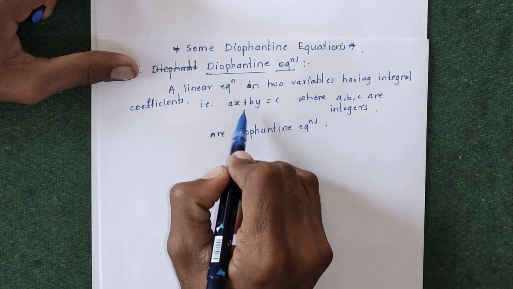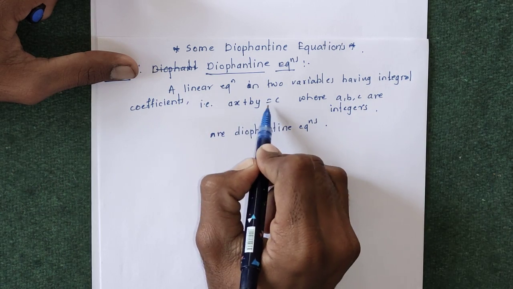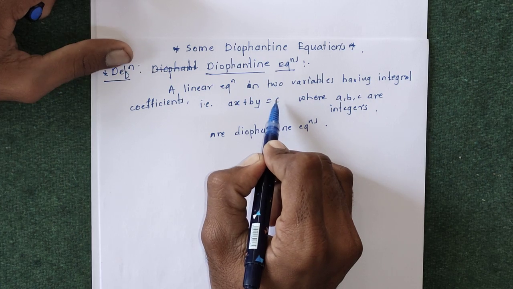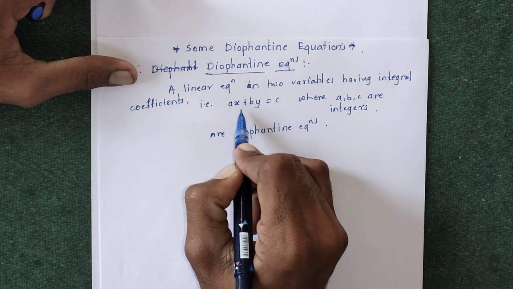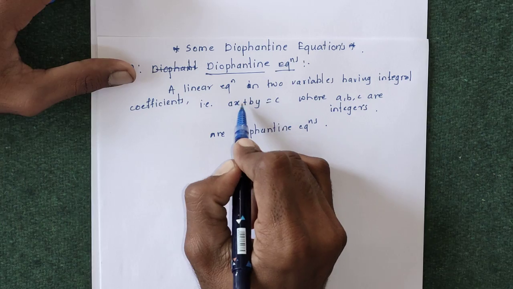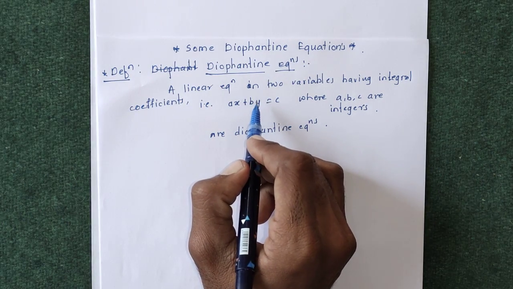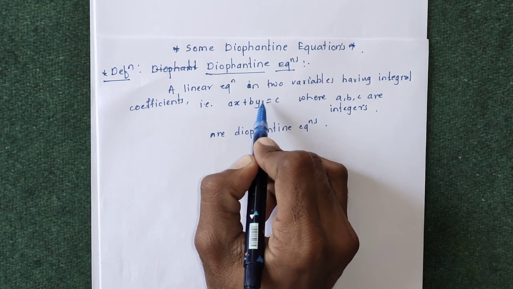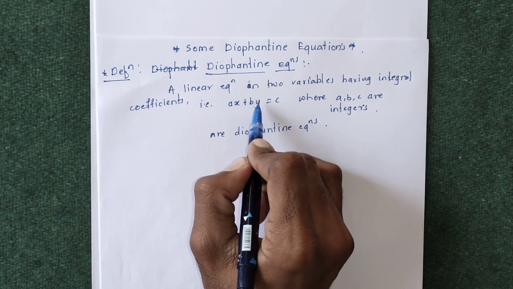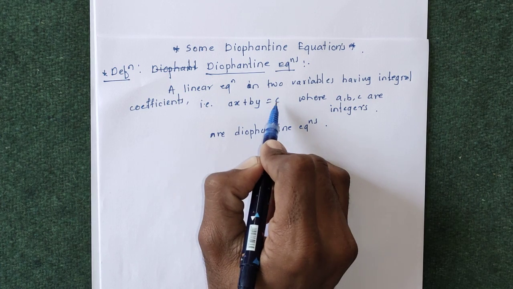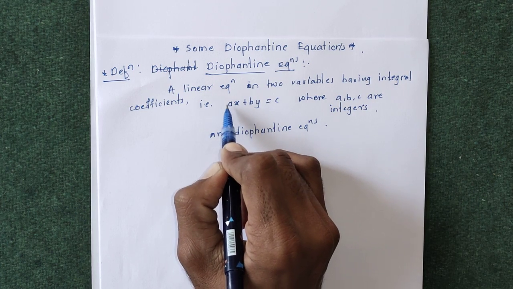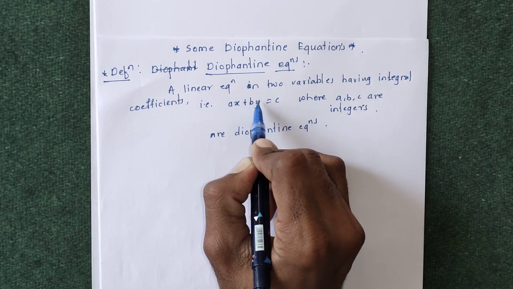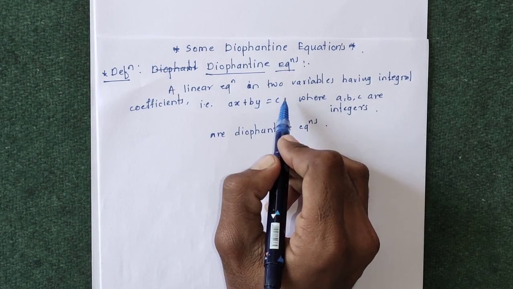That is, we have to find the solution of this equation. Here x and y are variables, so the solution must be values of x and y such that x and y satisfy the equation. So a, b, c are coefficients. That is, if you are given 3x plus 2y equals, suppose, 9, then we have to find the values of x and y, and those values must satisfy our equation.